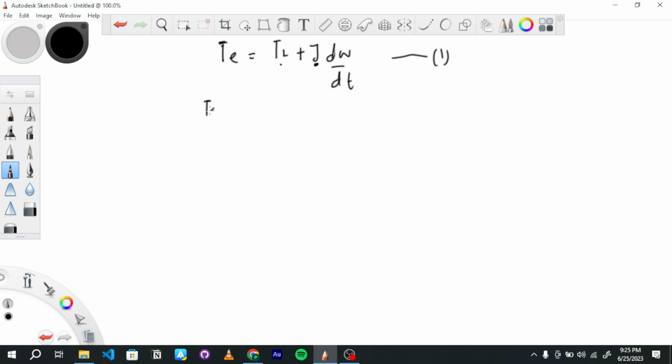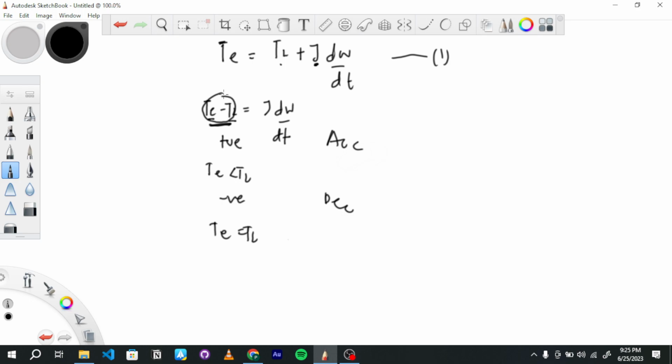We wrote the other time that TE minus TL is equal to J d omega dt. And we said when TE is bigger than TL, this side is positive, hence there is acceleration. When TE is lesser than TL, this difference gives us a negative value, hence there is deceleration. And when TE is equal to TL, this gives us 0, so there is no acceleration. That means that the body is moving with a constant velocity or is at rest, and that is the steady state. So we established all these facts in the previous video.